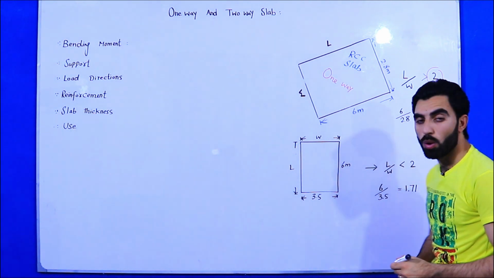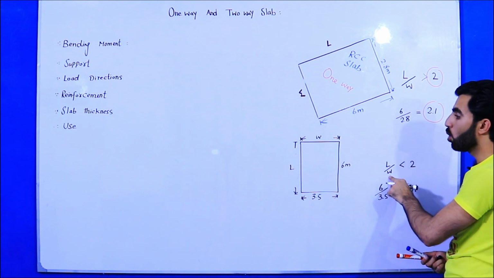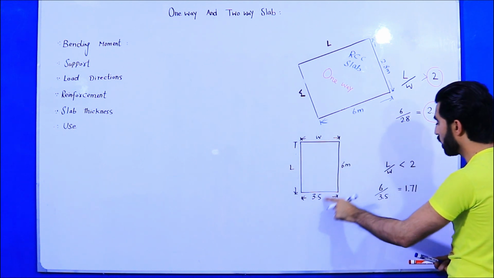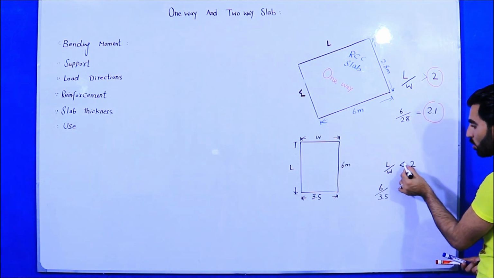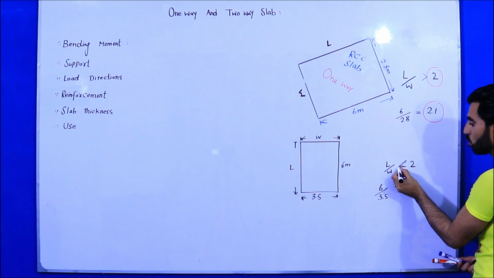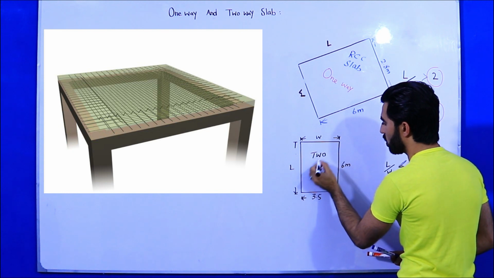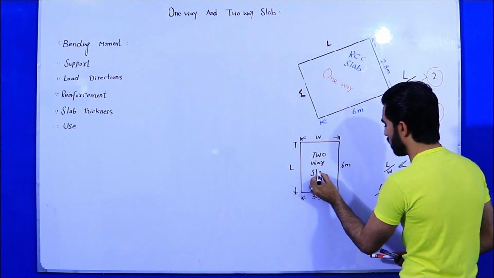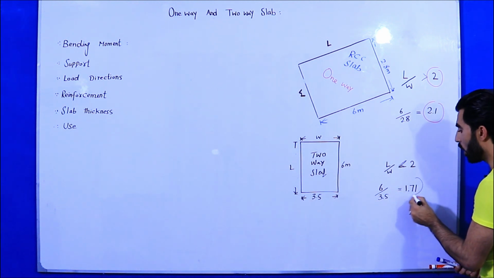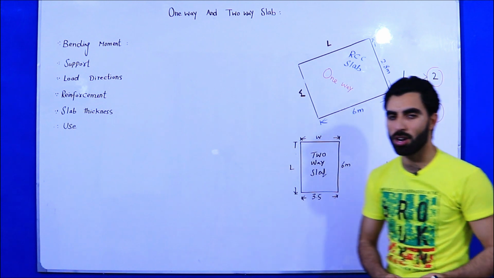So how will we know this is one-way or two-way slab? Again, we will use L divided by W, where the length of the slab is divided by its width. If the ratio is greater than 2, it is one-way, and if it is less than 2, this slab is called two-way slab. As you can see, length is 6 meter, width is 3.5, so it becomes 1.71. So 1.71 is less than 2, therefore this slab is called two-way slab.